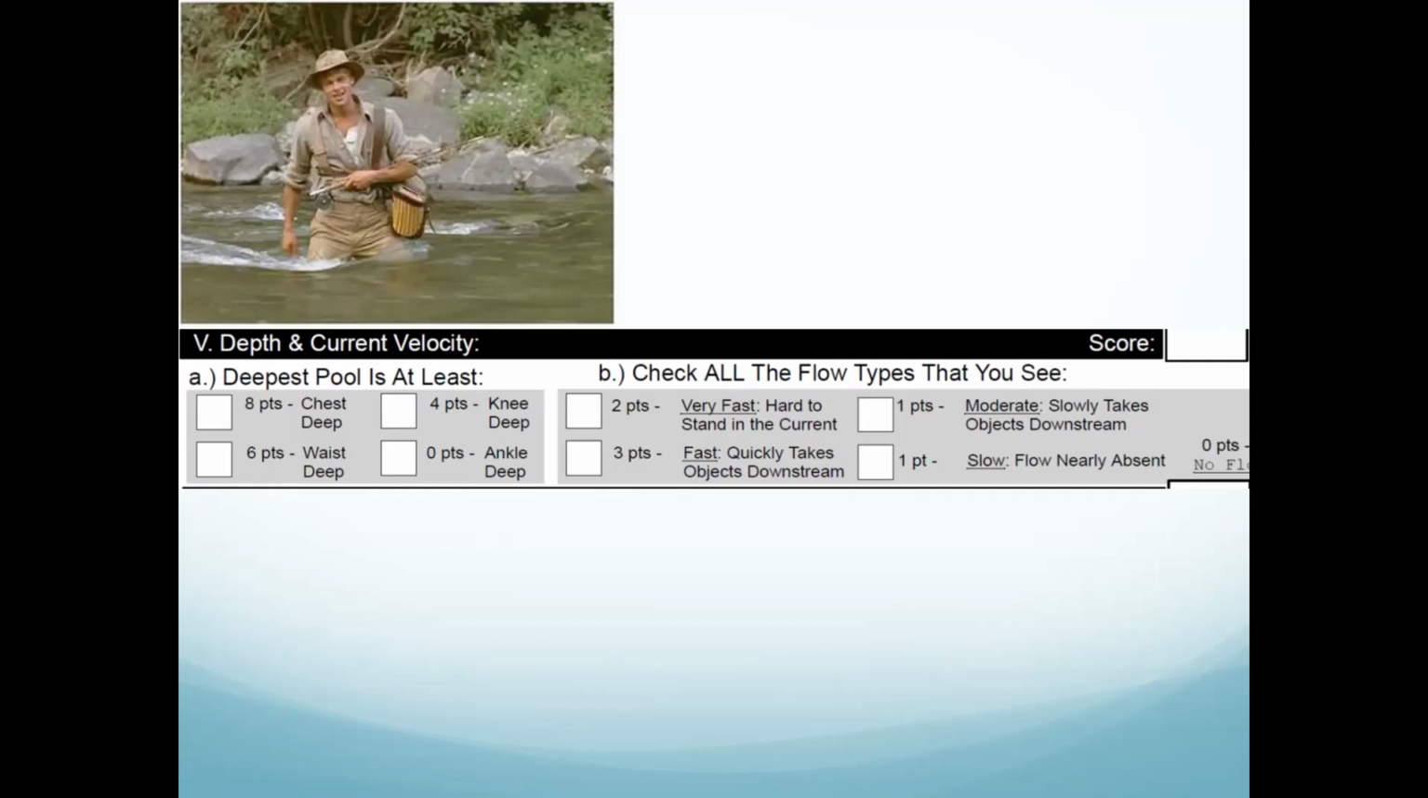Very fast is when it's hard to stand in the current, so that's a bit more rare, especially like urban streams in Ohio if it hasn't rained recently. You can have fast flow, quickly taking objects downstream, moderate, slowly taking objects downstream, and slow, where the flow is nearly absent.